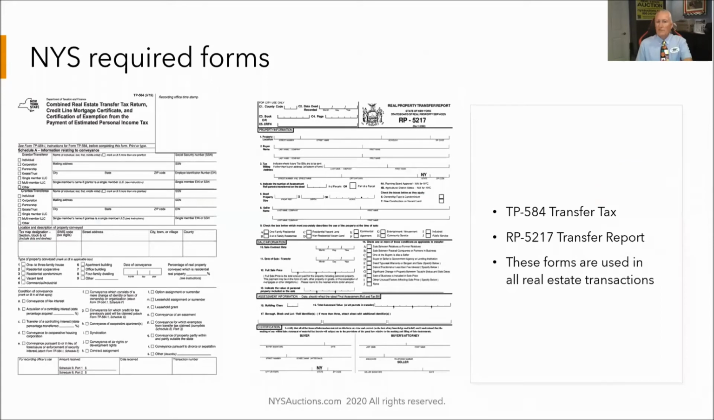The couple of other forms that we mentioned: the New York State Transfer Tax Form, which we call a TP 584, and the RP 5217, a transfer report. The 5217 actually puts in the statewide database that you're the new owner. On the left side, that's the one that does the transfer tax. And we have automated that process, and they're all filled out and ready for filing, and we make it nice and simple.